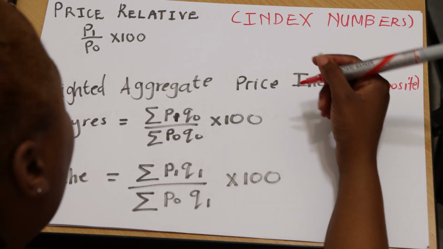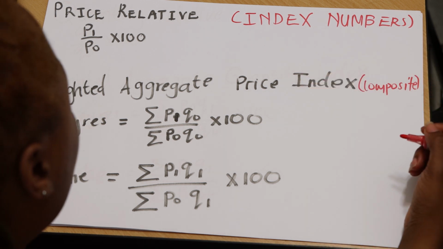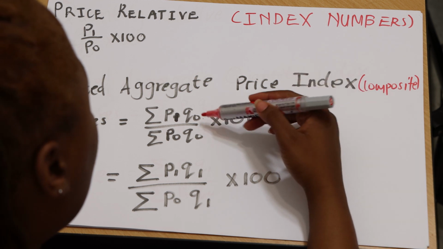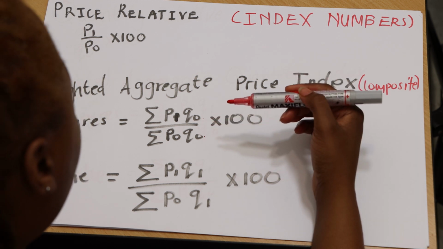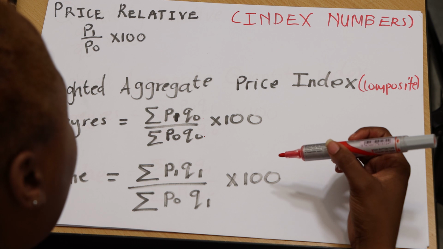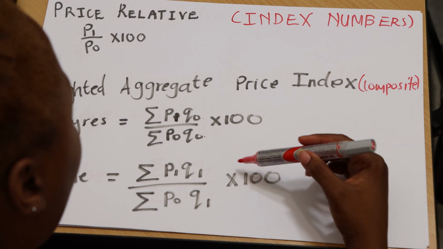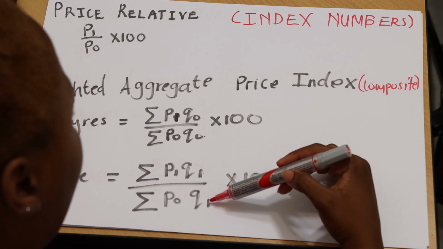So you have the first, which is the Laspeyres price index, in which you hold the quantity constant at the base period. Then you have the Paasche price index, which is where you hold the quantity constant at the current period.